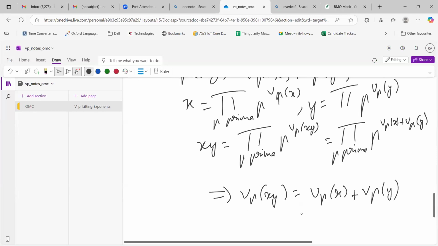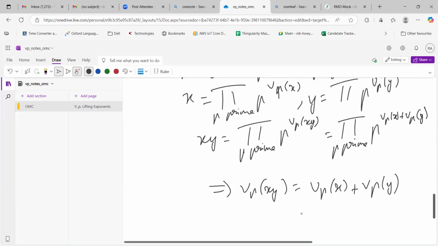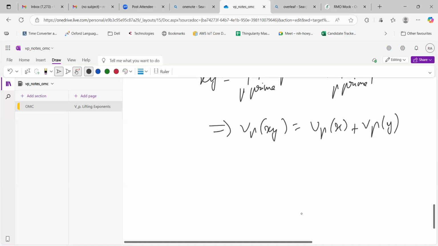Great. Now we can come to addition as well. Can anyone tell me what VP of x plus y would be? In fact, let's forget about p for now, and let's just look at v2 of x plus y. Can anyone tell me what this would be? I want someone who hasn't seen this before to try to figure out what it would be.